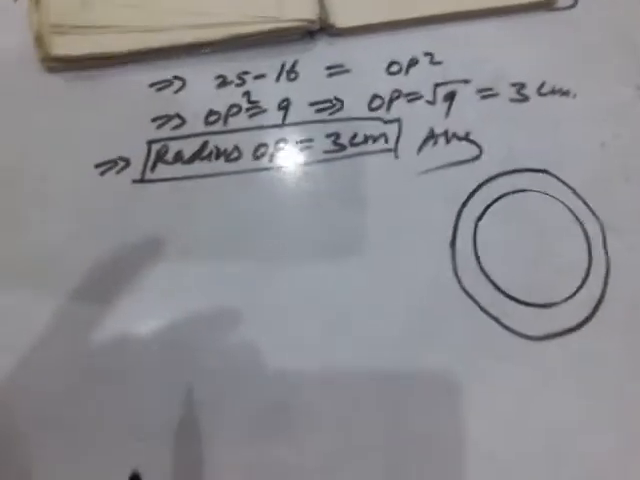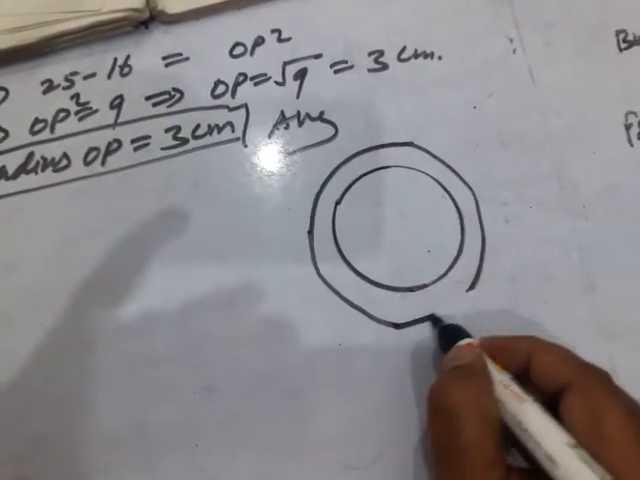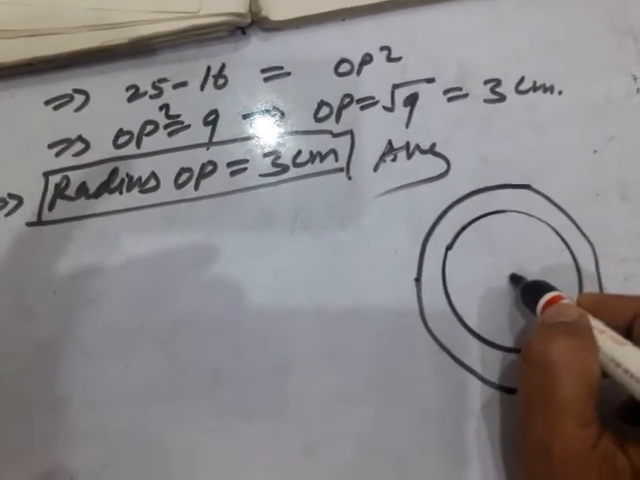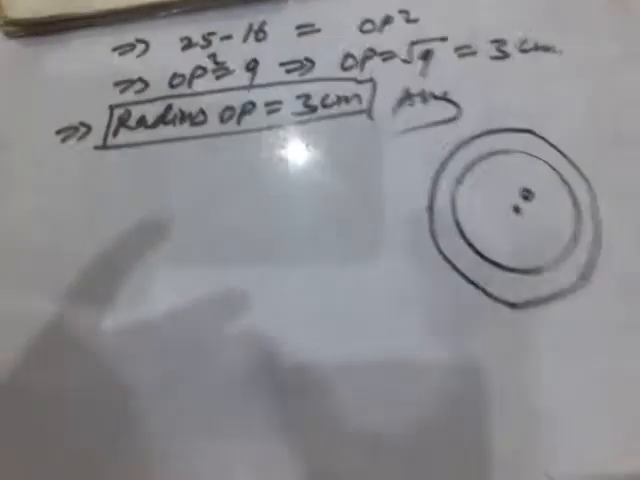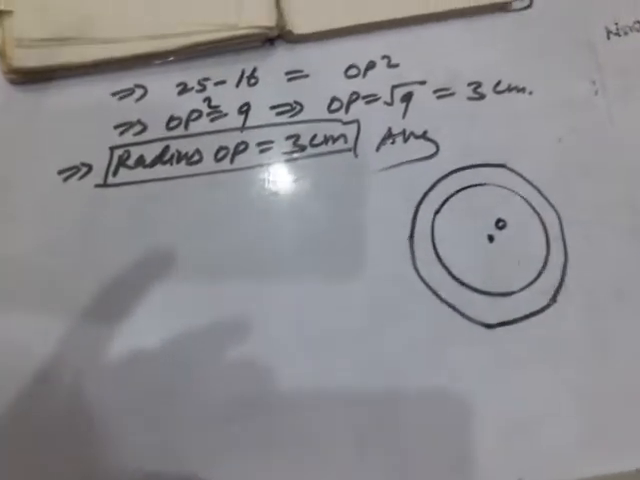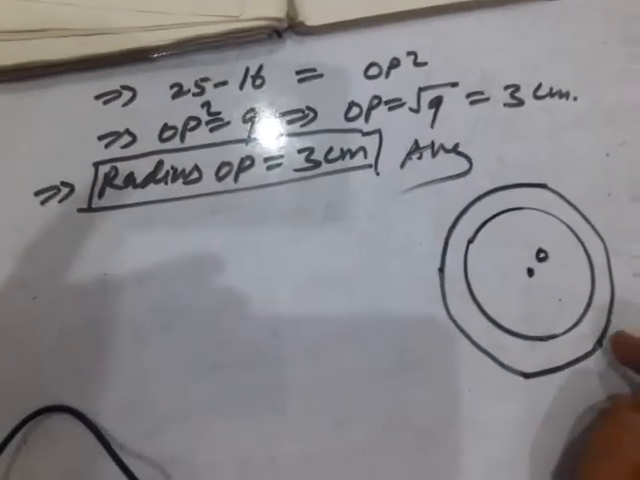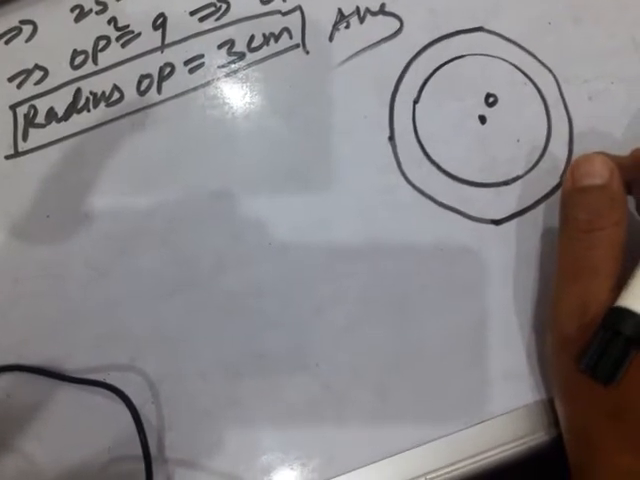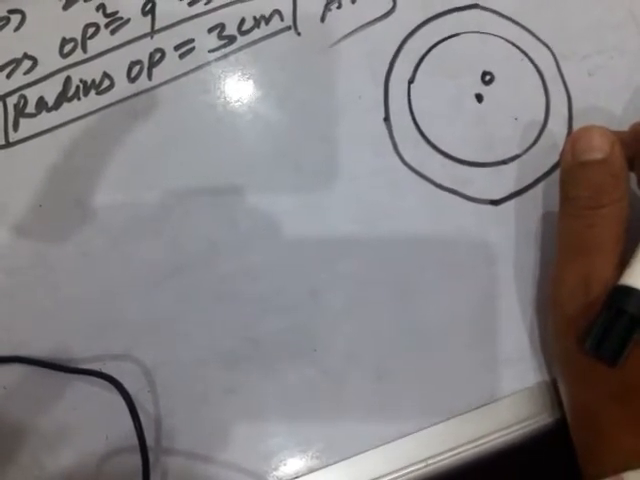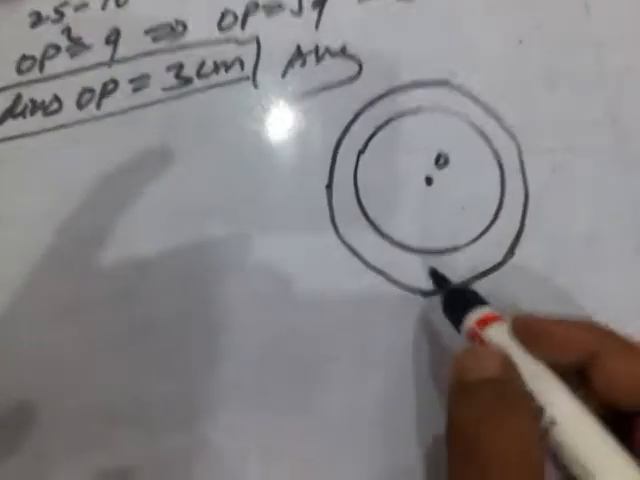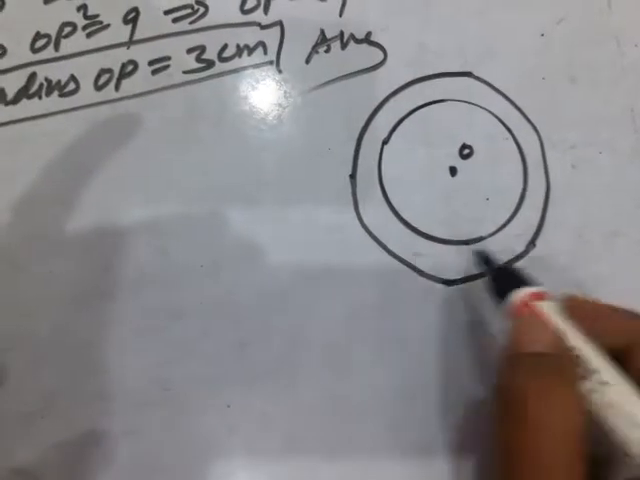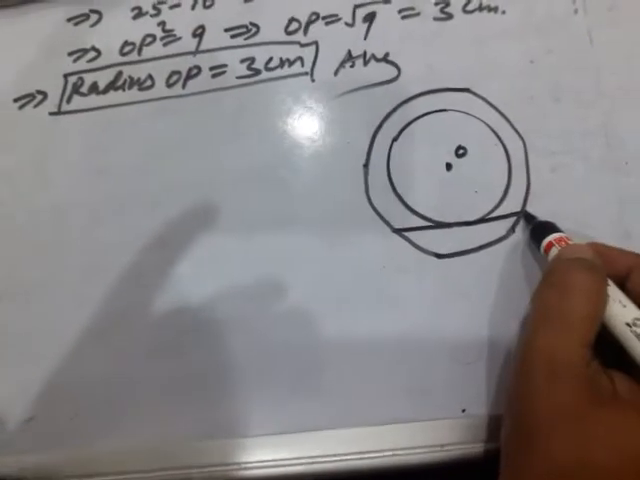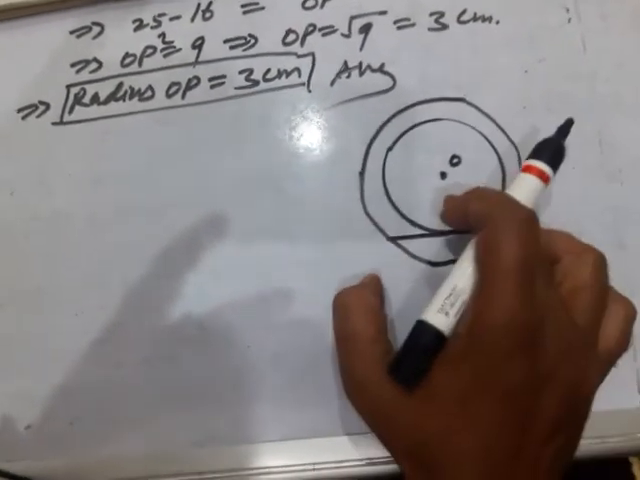Okay, children, suppose it is okay. Though this is not clear, suppose it is clear. The inner circle is very clear. Let the center be O. These are the two circles with the same center. They are concentric circles. And what is given here? Two concentric circles are of radii 5 centimeter and 3 centimeter. Find the length of the chord of the larger circle which touches the smaller circle.